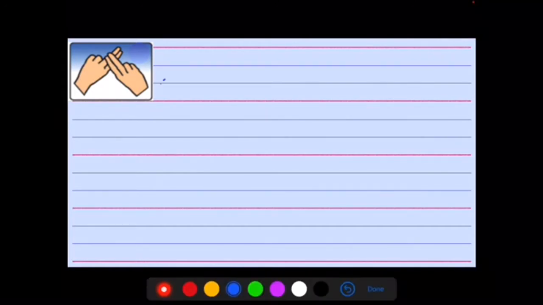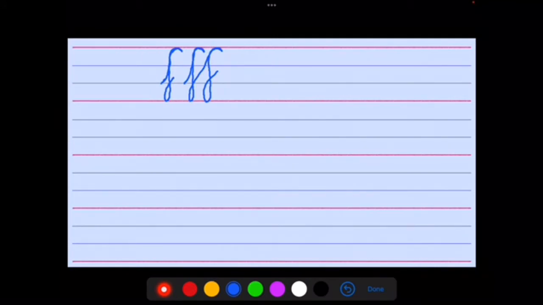F is F. And double F. Ft is F, T. And you can see that in this blend, sometimes it can be helpful to make the T a little shorter.